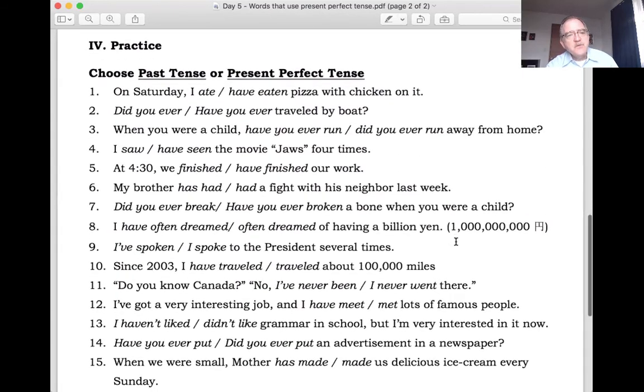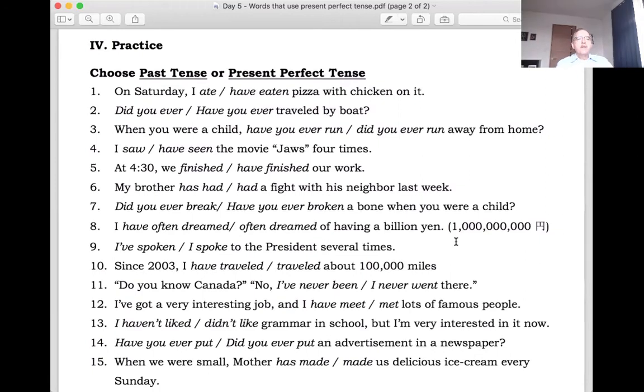Now, I want you to practice this at home. You choose either past tense or present perfect. Okay. On Saturday, I ate, that's past tense, or I have eaten, that's present perfect tense. Which one is correct?